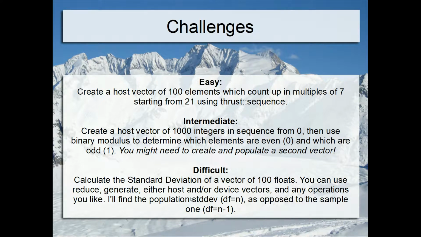And I'm actually going to find, it's completely irrelevant, but I'm going to find the standard deviation. It's called the population standard deviation. So that's where the degrees of freedom is n, or the number of items, as opposed to the sample standard deviation, where the degrees of freedom is n minus 1.